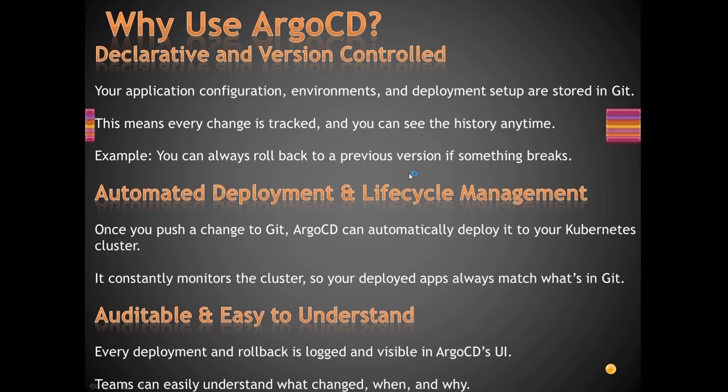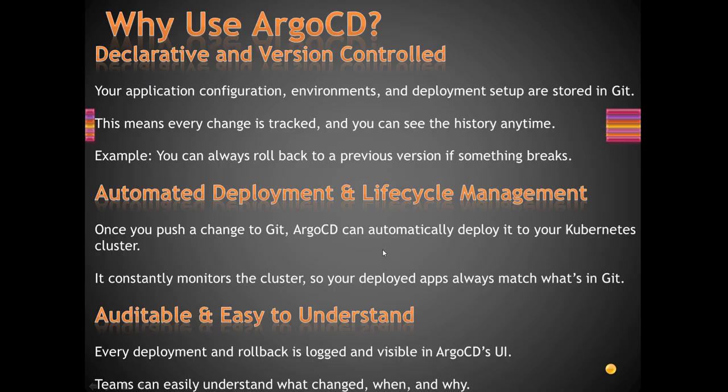Why use Argo CD? Declarative and version control. Your application configuration, environments and deployment setup are stored in Git. This means every change is tracked and you can see the history anytime. Example, you can always roll back to a previous version if something breaks.